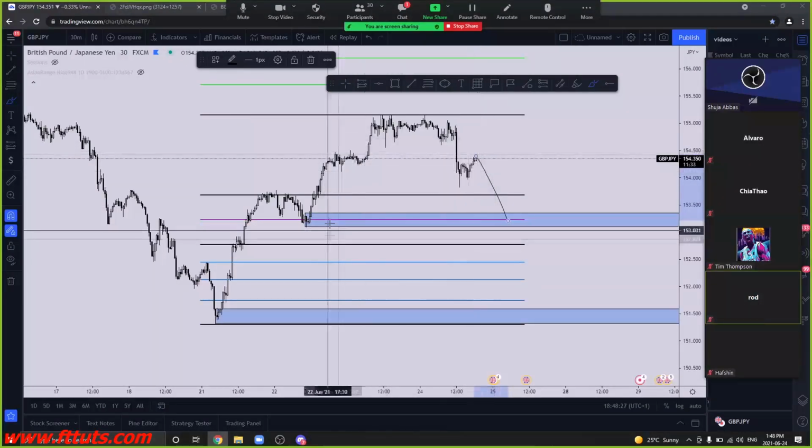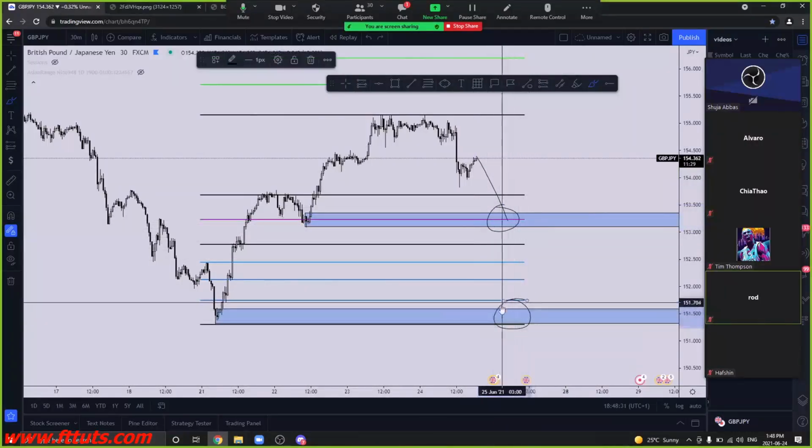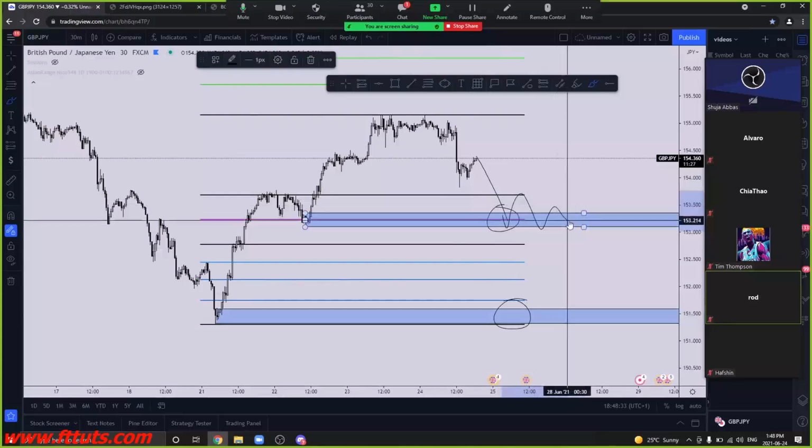Alright, there. So we have a point of interest right here. And then we have an extreme point of interest right here. I would set a limit over here, and then I would look for confirmation over here.